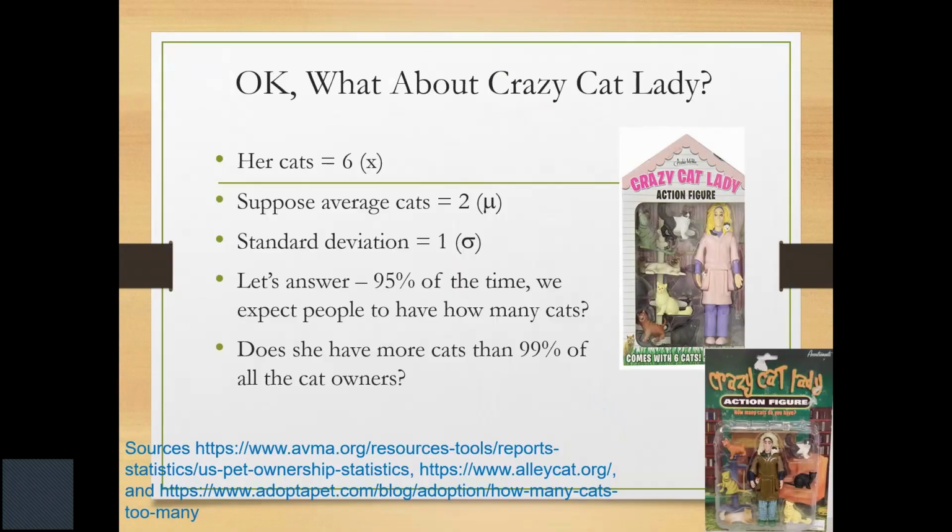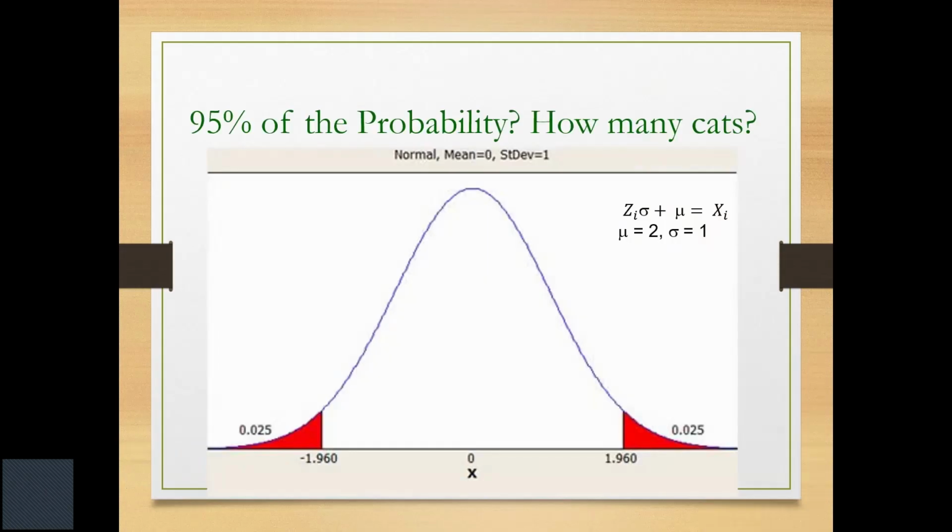So, what about the crazy cat lady? She has 6 cats. Suppose, and I did go research this a little bit, that the average number of cats in a cat-owning household is 2, with a standard deviation of 1. So 95% of the time, we expect people to have how many cats? Here we go with our 95% interval from negative 1.96 to positive 1.96. The mean is 2, sigma is 1.